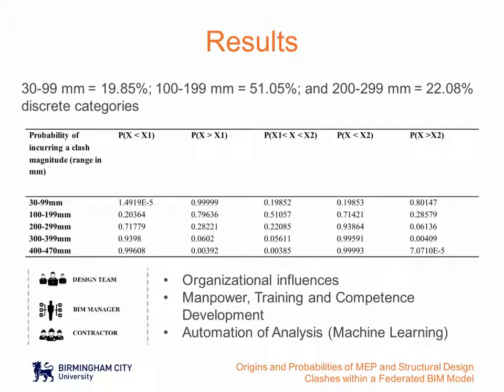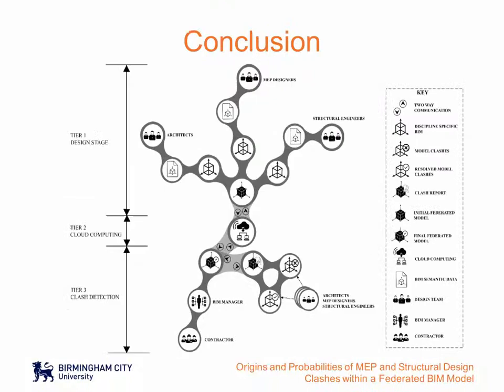The analysis conducted within this research illustrates that the probability density function and cumulative distribution function can successfully model the probability of design clashes. Qualitative analysis revealed greater development was required with organizational influences. Manpower training and competence development is also required. Automating of analysis or machine learning is needed to build benchmark clash detection profiles and eliminate the need for manual intervention.